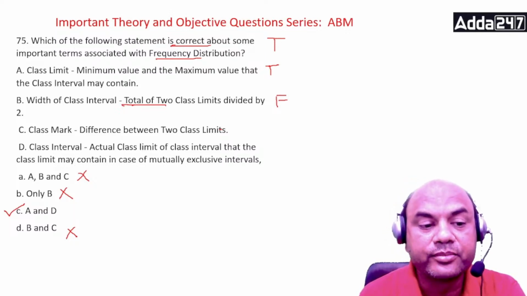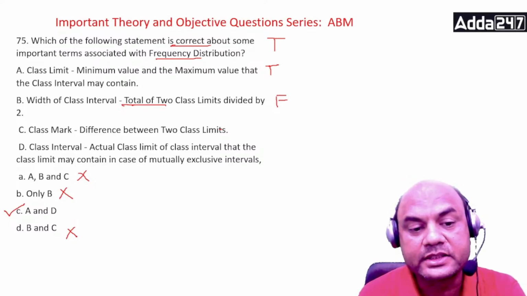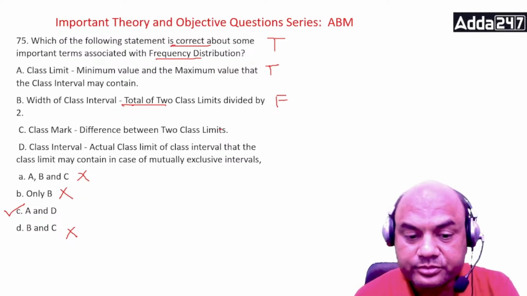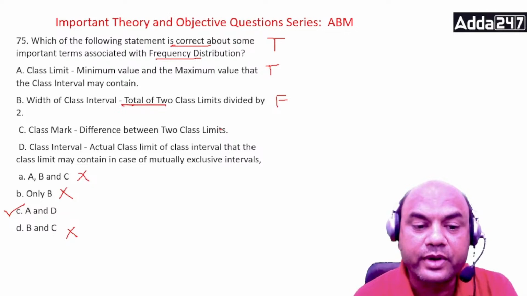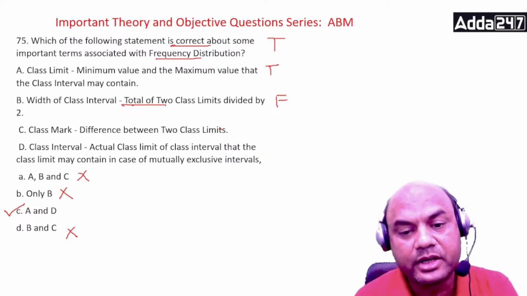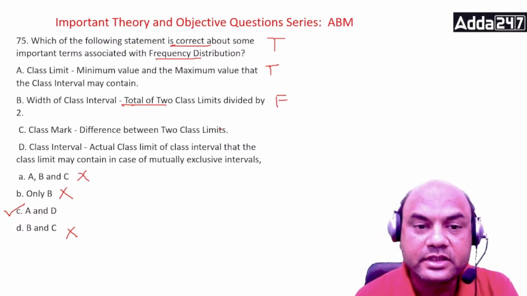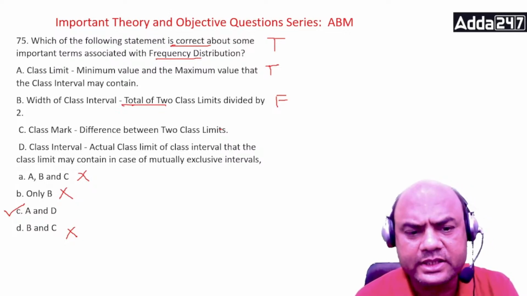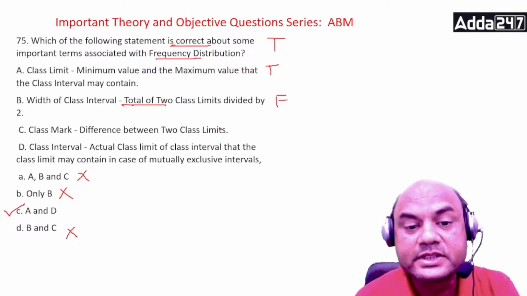What is D now? Class interval. Actual class limit of the class interval, that class limit may contain in case of mutually exclusive intervals. So D is true. What is this actually? The difference between upper and the lower class limit that gives this class interval. Okay. So the difference between these two is the class interval. That's the basic logic.